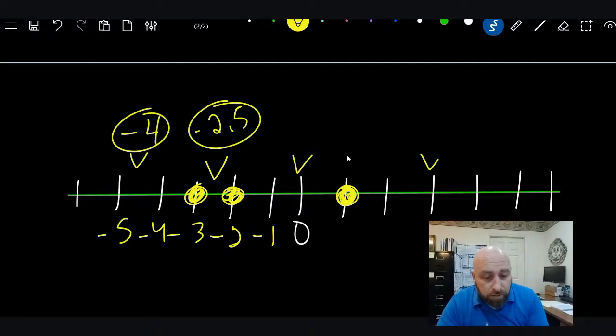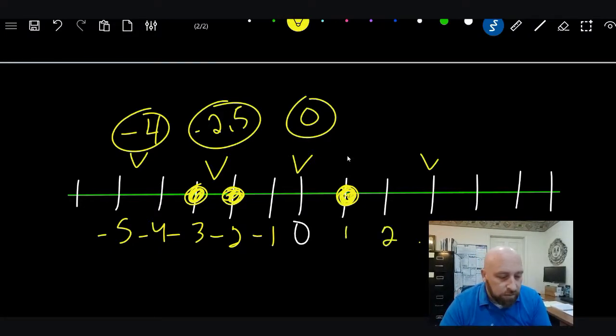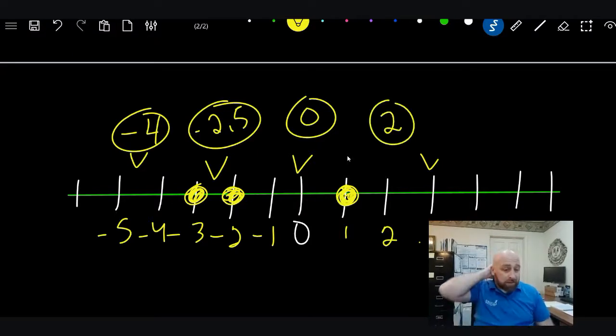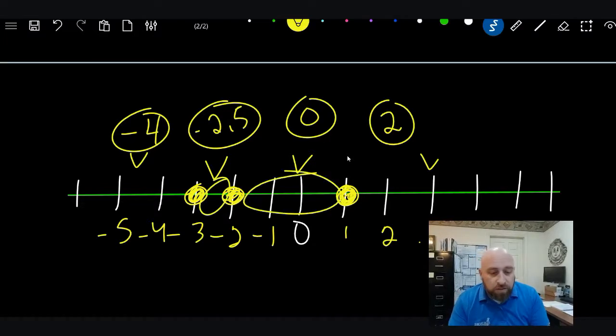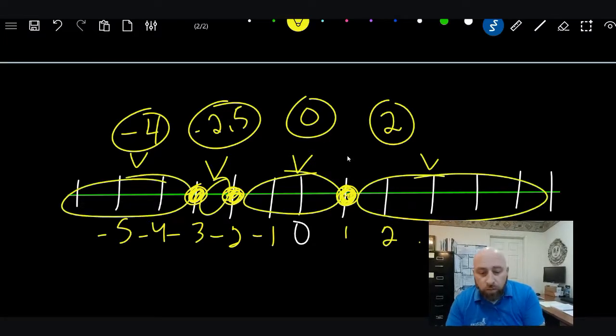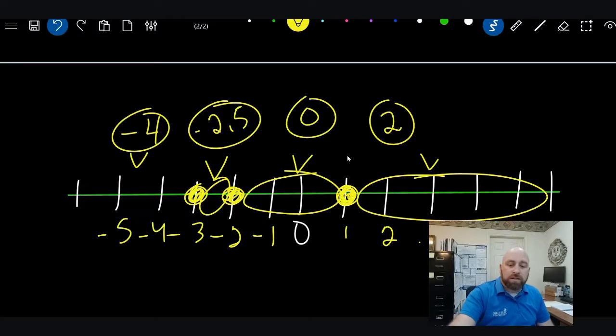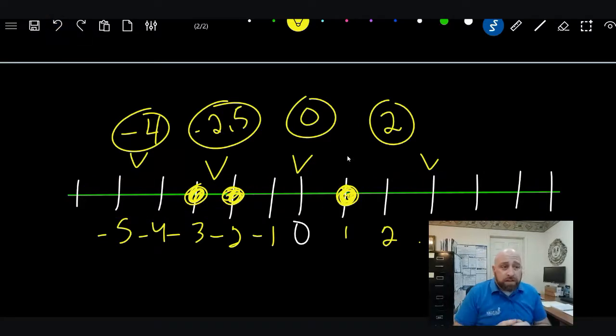Here's a good one, 0. That's a good test. 0 is always a lovely test point. And then that's 1, and that's 2, and that's 3, so we'll do 2. So I've basically selected a test point from every section of that graph right there. One from in between these ones, one from between these ones, one up here, and then one down here. I've picked a test point. Now, you can pick different test points. You don't have to pick my test points.